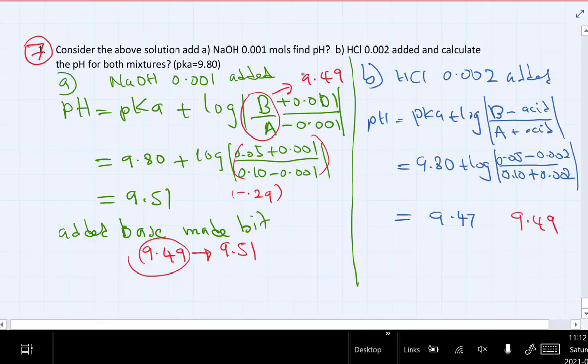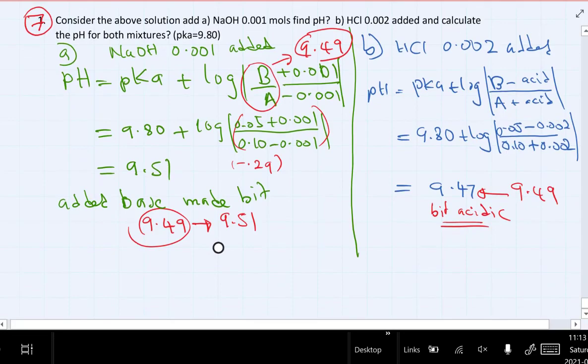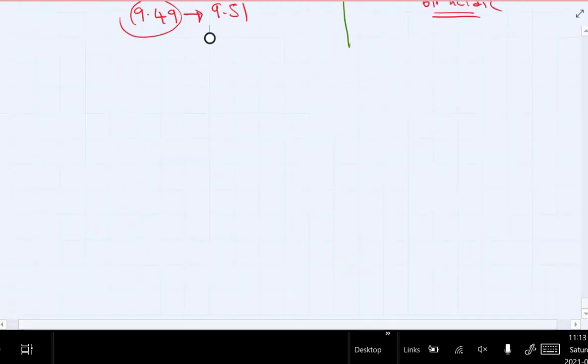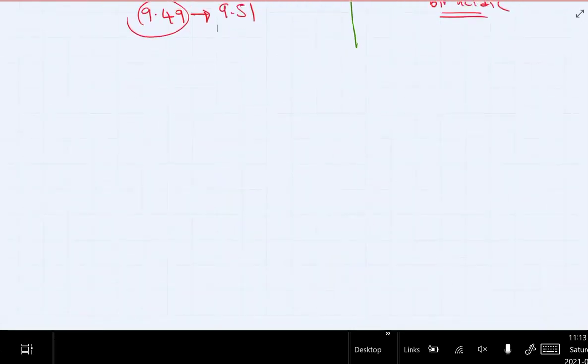Our benchmark is 9.49, the original buffer before we add the acid. Now we added it, it becomes 9.47, which is a little bit acidic, right? Only a few points, so that's still valid. Buffers are good within plus or minus 1 pH. This is less than 1 pH, so it behaves as a buffer.